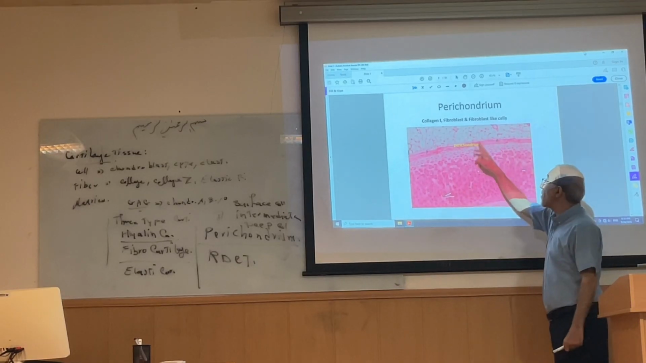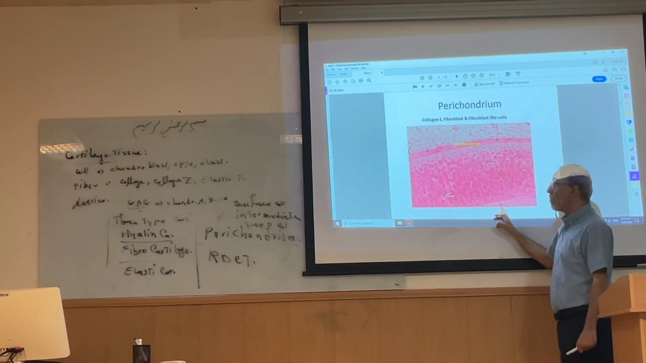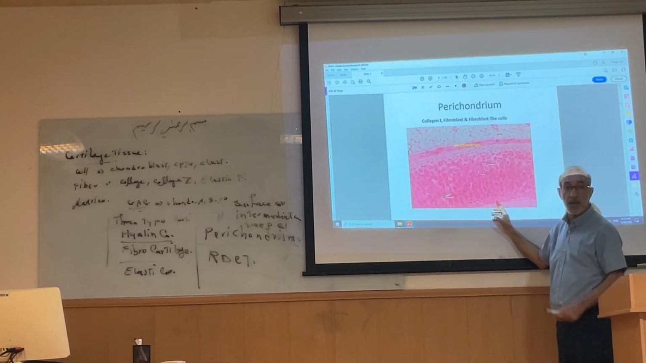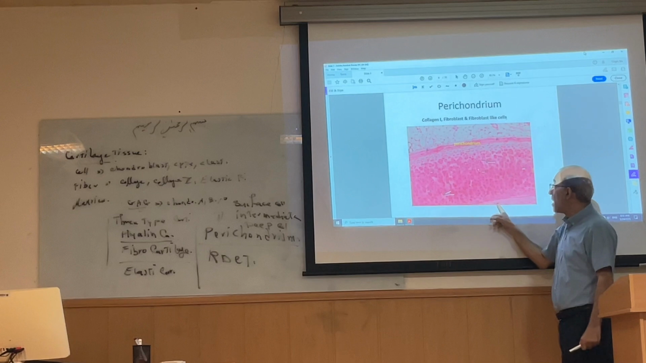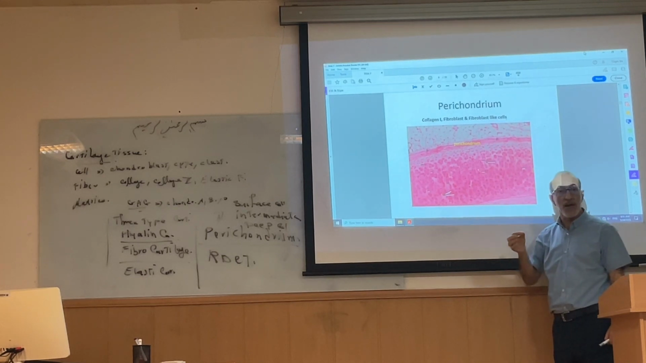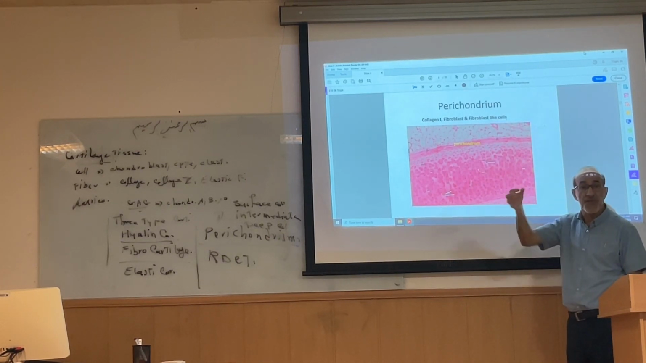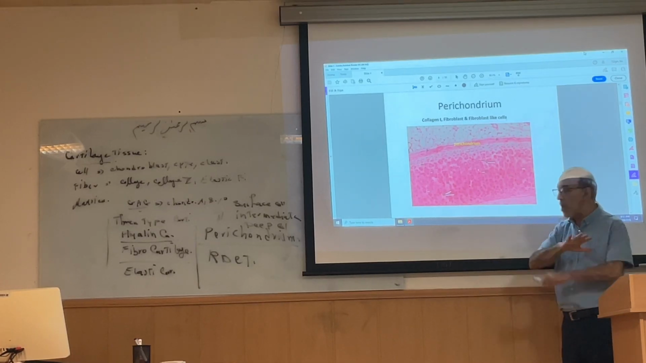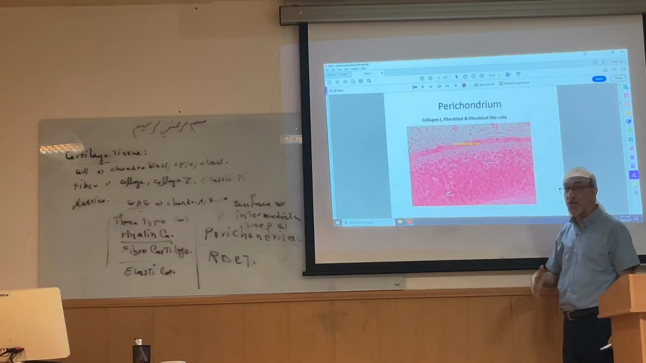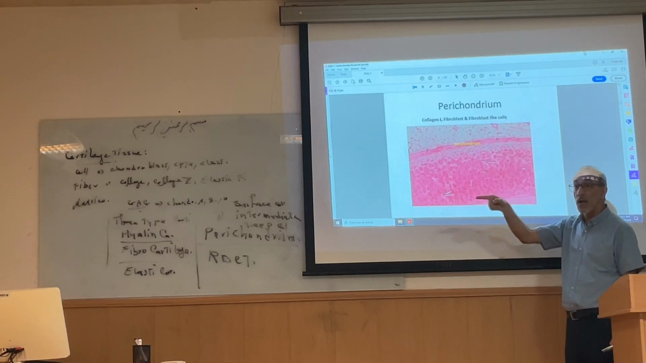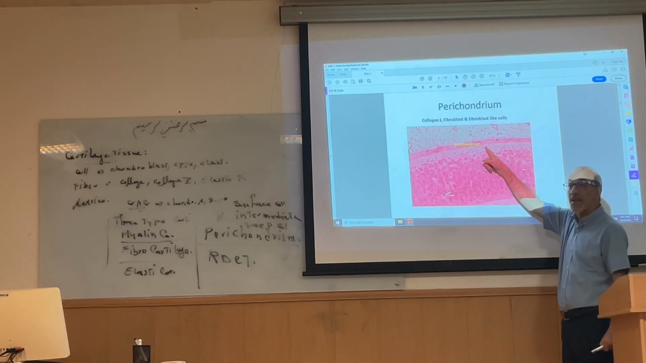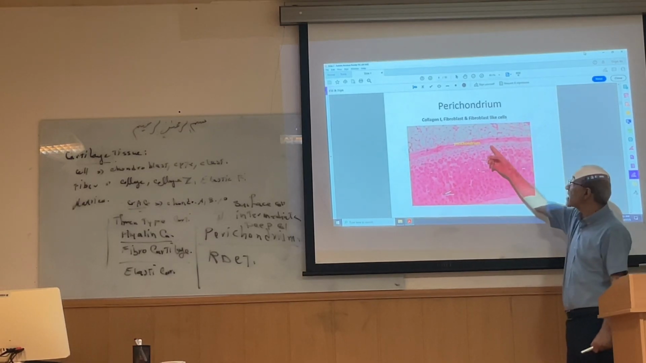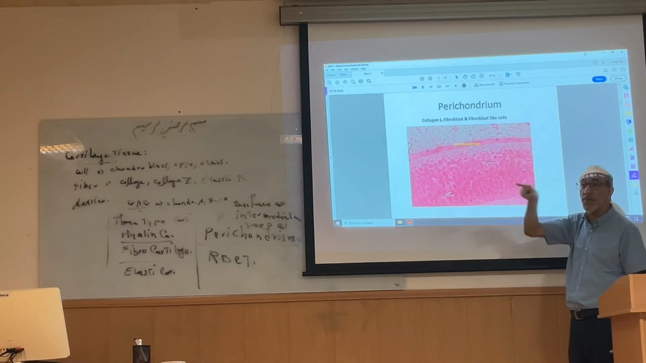It is covered by perichondrium. Why? Because this structure has a symmetrical structure. Perichondrium is a proper connective tissue. Special connective tissue? No, proper connective tissue. Cartilage is special. This is ordinary connective tissue, consisting of cells, fibers and matrix.